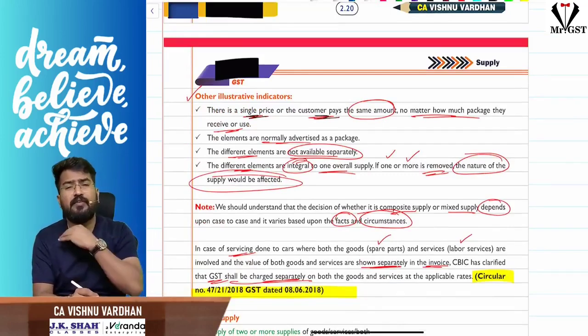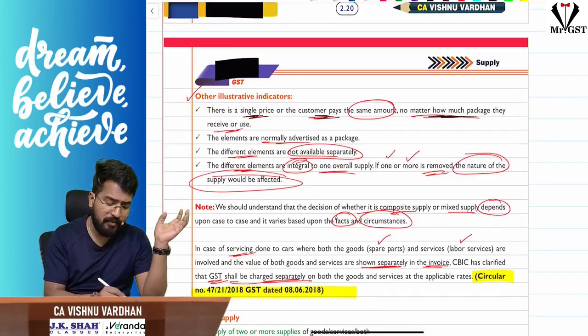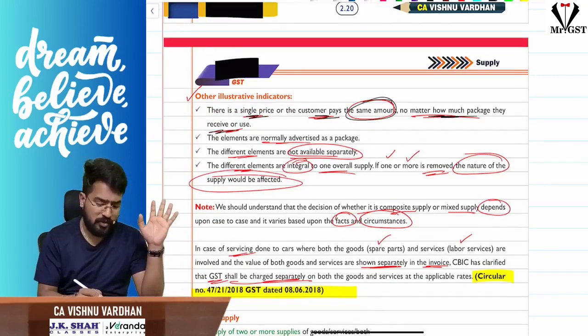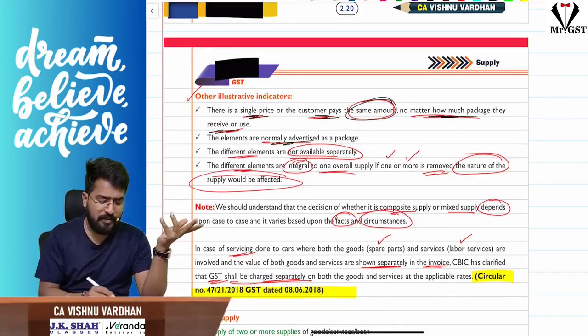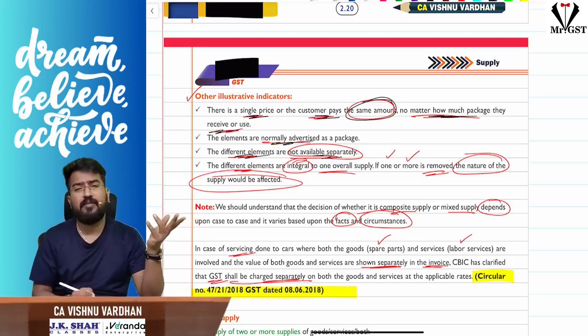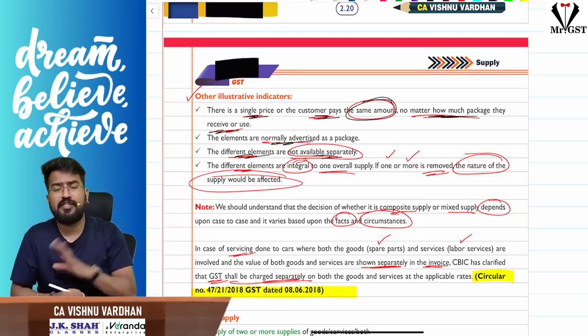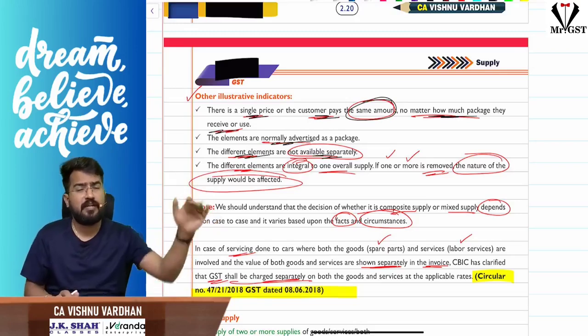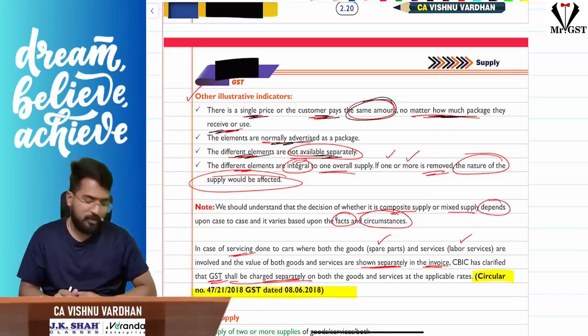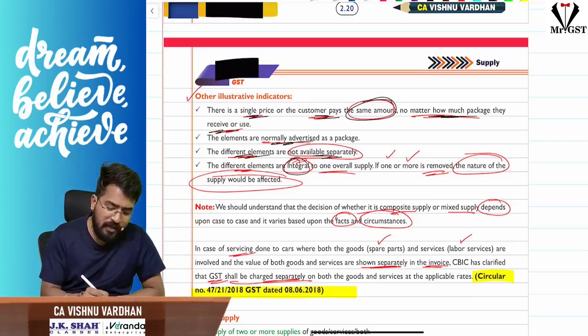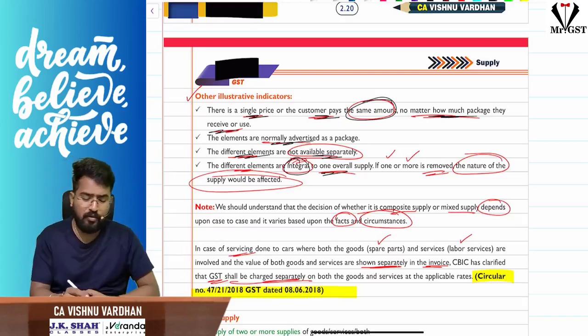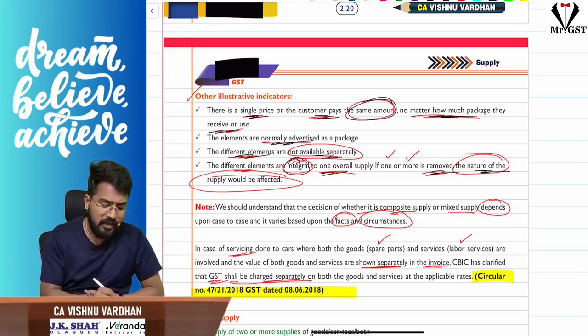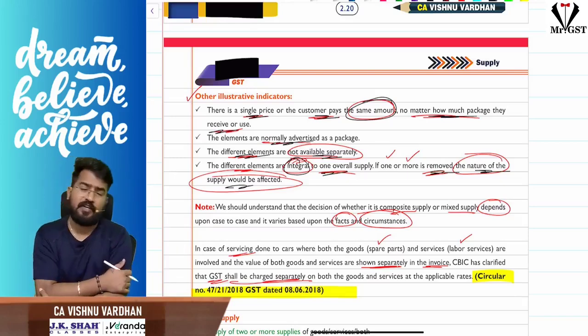No matter whether he uses all the items in the package or not, he will pay the same amount. And they are normally advertised as a package. Different elements are not separately available. Can you go and swim in the swimming pool of Taj Hotel saying, sir, I want to swim here for 1 hour, I'll pay 150 rupees? That is not possible. So they form an integral part of one overall supply. If you remove one or the other, the nature of the supply itself would be wholly affected.